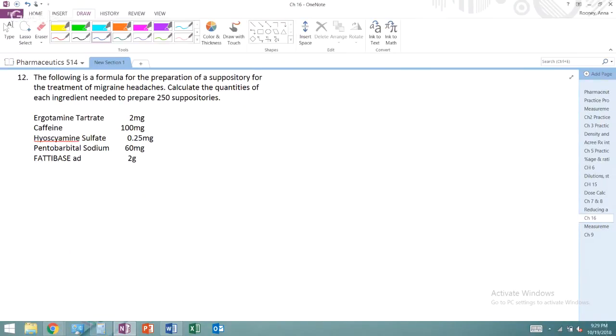The following is a formula for the preparation of a suppository for the treatment of migraine headaches. Calculate the quantities of each ingredient needed to prepare 250 suppositories.